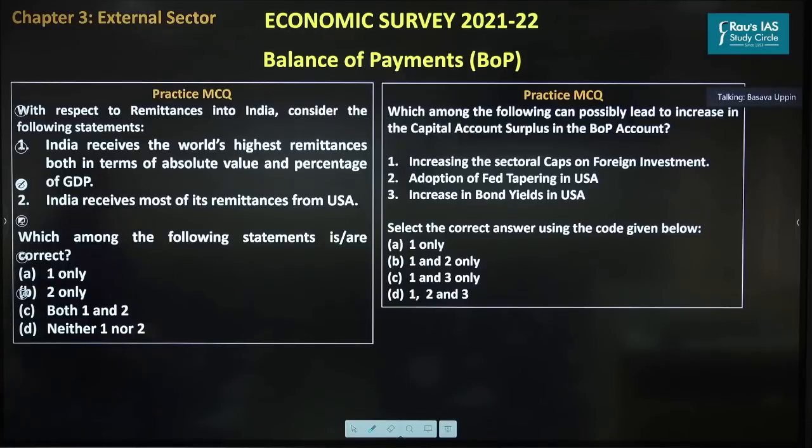India receives the world's highest remittances, both in terms of absolute value and percentage of GDP. So here, as you can see, both the statements are wrong. India receives the world's highest remittances only in terms of absolute value, not in terms of percentage of GDP. And India receives the highest remittances from the Gulf countries. Let me know the answer for the next practice question.